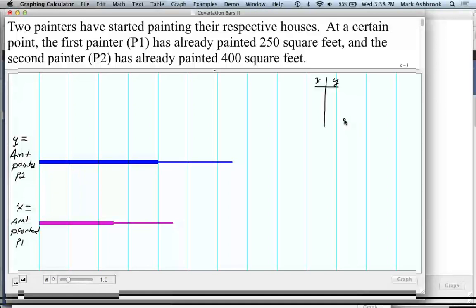Okay, so I'm going to fast forward. I might ask some more questions at this point, to see if I can conjure some numerical analysis out of you. So let's skip right to a table. The amount that painter 1 has painted: what's one value that we know? 250. Corresponding painter 2. And now we have another point too, right? Which is 450.